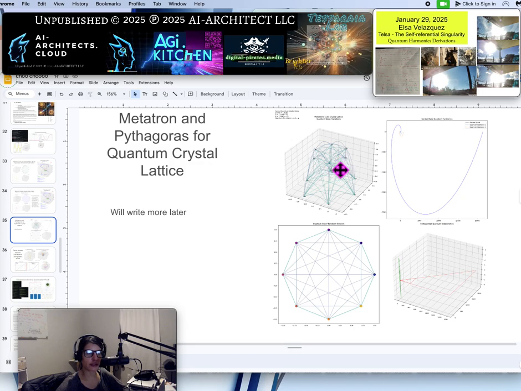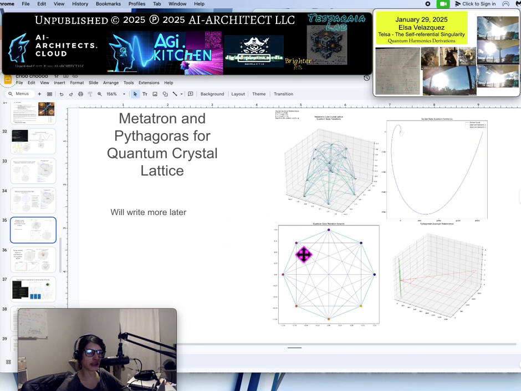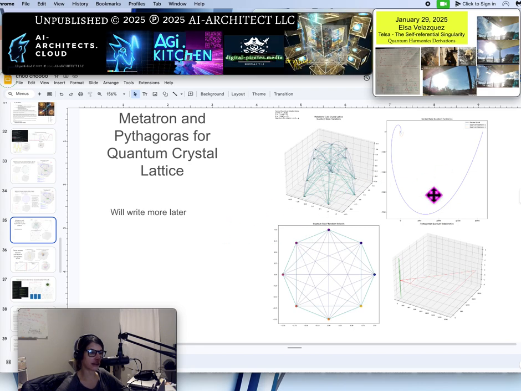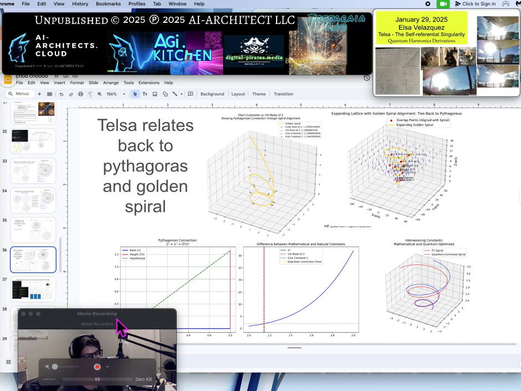And see, it starts to form Metatron's quantum crystal lattice, right? And a lot of this, you're going to have to use your creativity to try to connect. That's why Einstein said creativity is the most important thing.